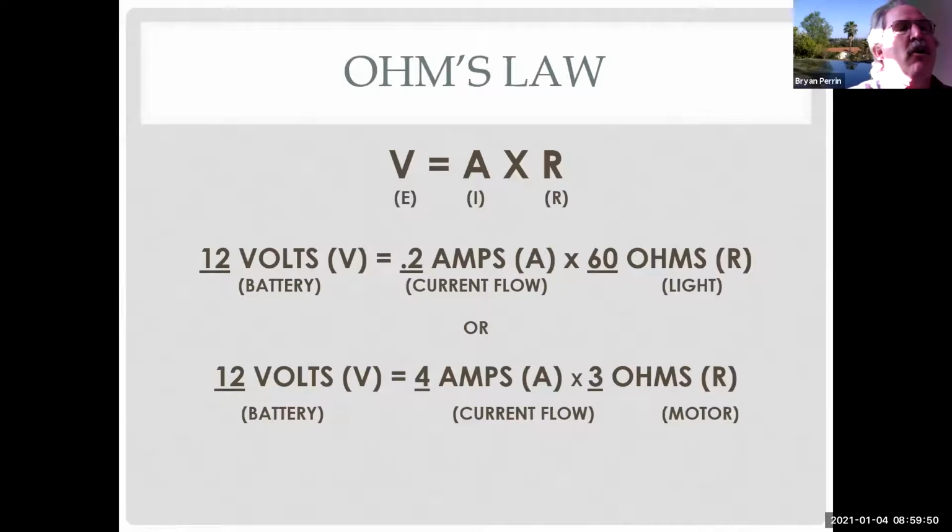You see the E, I, and R in parentheses here. So volts equals amps times resistance. If I have 12 volts equals 0.2 amps times 60 ohms, well, that's a lot of math. I prefer 12 volts equals 4 amps times 3 ohms. That I can remember. Most of my examples are going to be like the lower one. I don't like stuff with decimals, because then that turns it into a math class. I don't want to teach a math class. I want to teach an understanding of how the electrical circuit works.